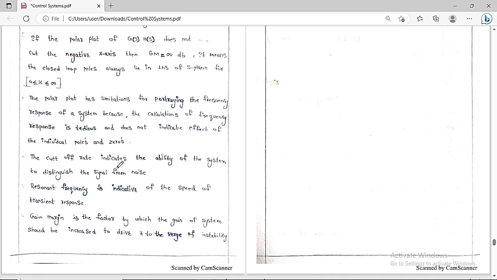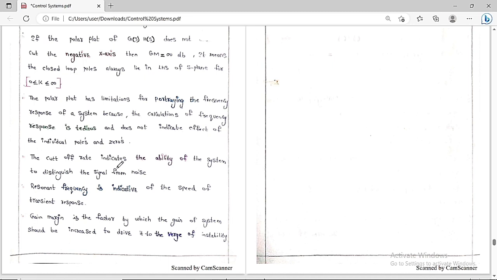So they are saying that this polar plot has some limitations for portraying the frequency response of the system because the calculations are very tedious, and it does not indicate the effect of the individual poles and zeros.